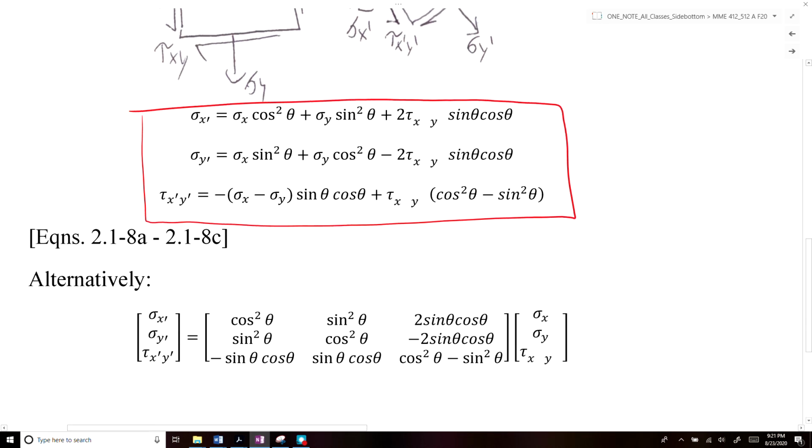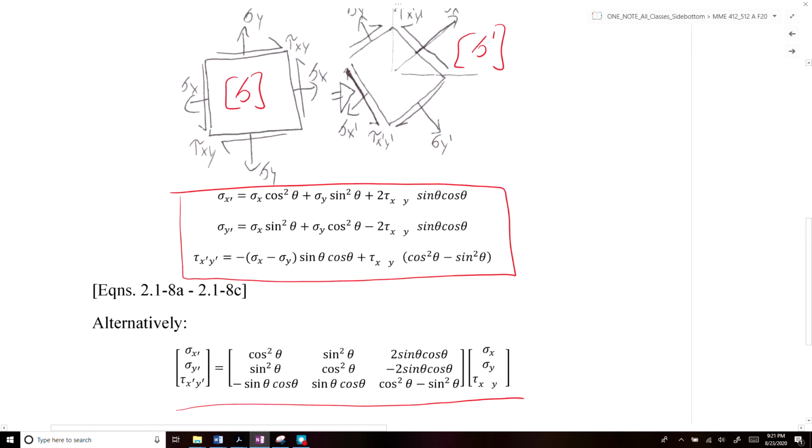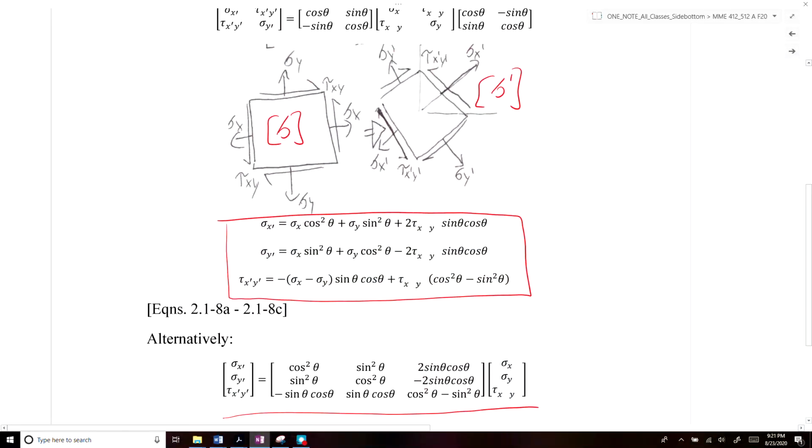You could also write those three algebraic equations in matrix form as well, with a 3x3 transformation matrix and a column vector instead of row vectors. But in conclusion, what I just wanted to reiterate here is that if you know the angle theta between the two coordinate systems that you're transforming between, and you know the original state of stress, you should be able to solve for the new state of stress, so your new normal stresses and your new shear stresses in 2 dimensions.